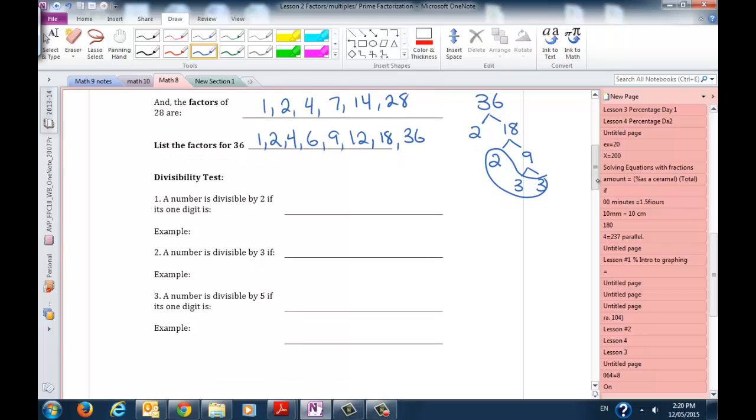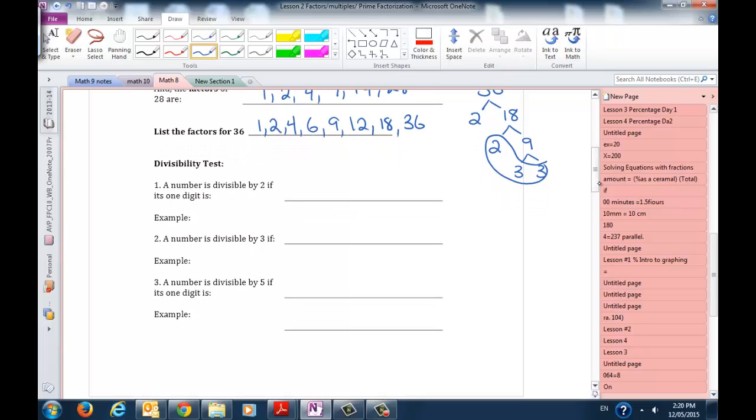Okay, so let's talk about the divisibility tests itself. A number is divisible by 2 if its ones digit is even. So some examples would be 4, 12, 2004. A number is divisible by 3 if the sum of the digits is divisible by 3.